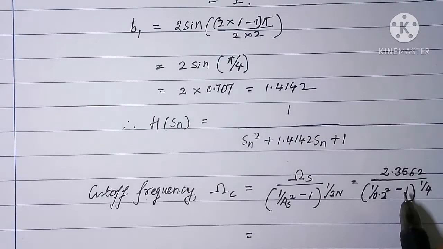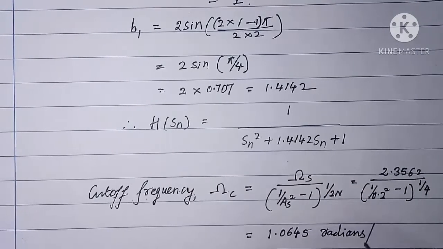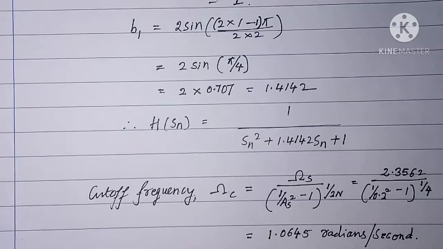So when we simplify, we get the cutoff frequency as 1.0645 radians per second. This is analog frequency, so unit will be radians per second.